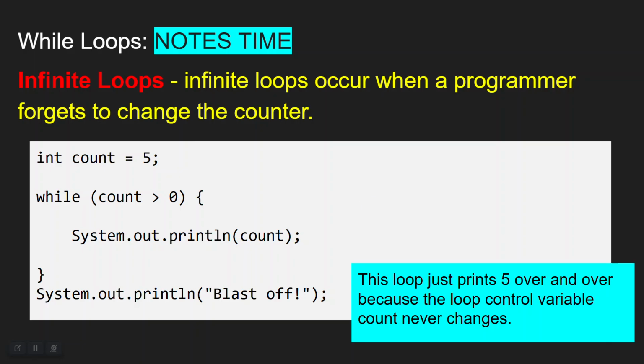Now, one thing we need to watch out for are infinite loops. Infinite loops occur when a programmer forgets to change the counter. So for this one here, count is set to 5. While count is greater than 0, go ahead and print count, but we are not doing count minus minus, or count minus equals 1 or whatever. So this loop just prints 5 over and over and over again because that loop control variable never changes.